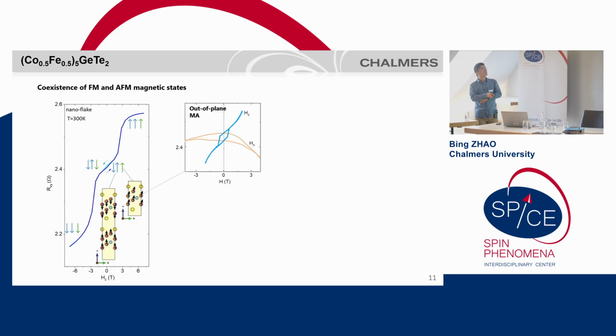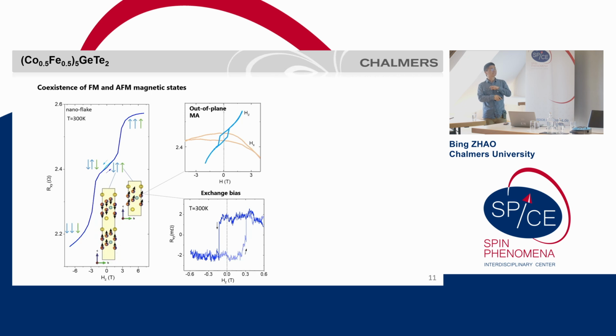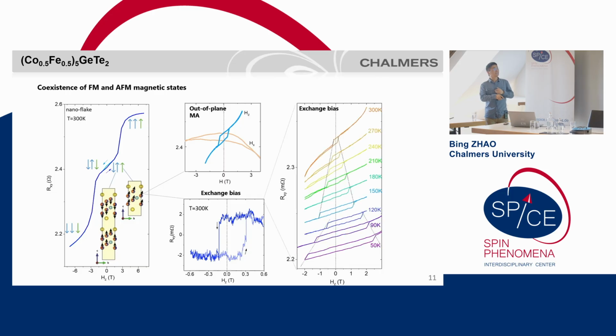So if we do a finer scan here, you can see it has pretty much out-of-plane magnetic anisotropy. So we go even further, to a very small step sweep. We found that even some shift happened. This suggests that it looks like the antiferromagnet there can introduce exchange bias. This effect is present at all temperatures, even down to very low temperatures.